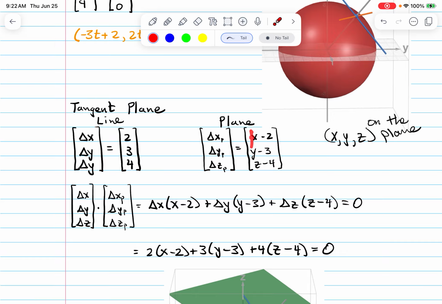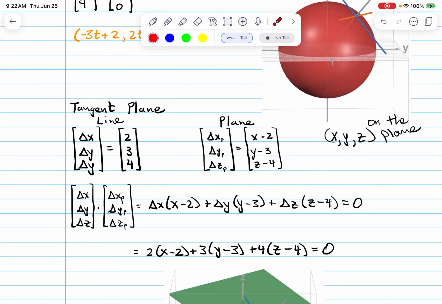Okay? So let's do the dot product. Here I go. The dot product of this one with this one. Okay? So look. Delta x times delta xp. There's delta x times delta xp. Delta y times delta yp. Okay? Delta z times delta zp. And that has to equal 0. Now let's put in 2, 3, 4. 2, 3, 4. And then these are just what they are.